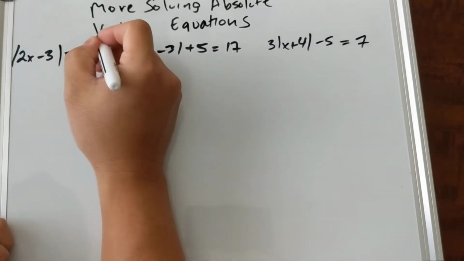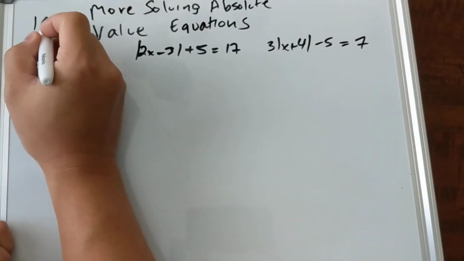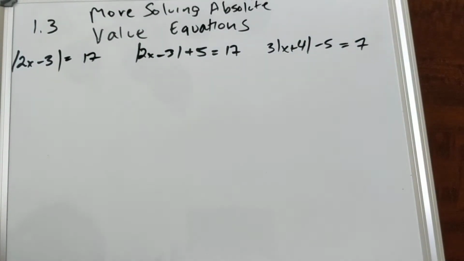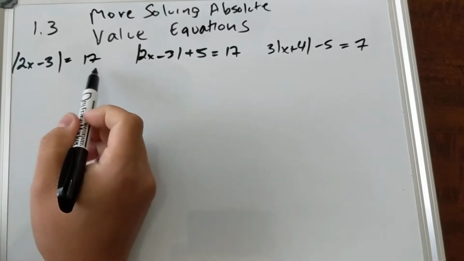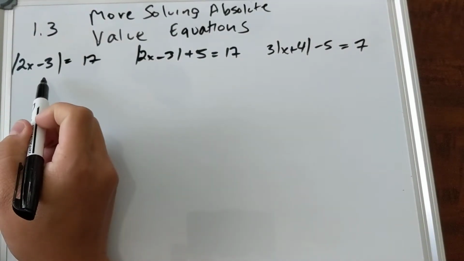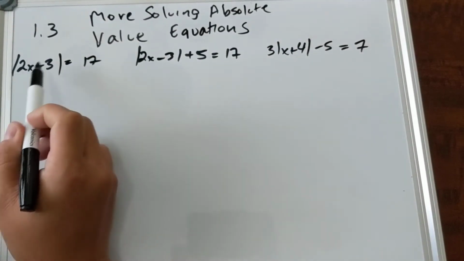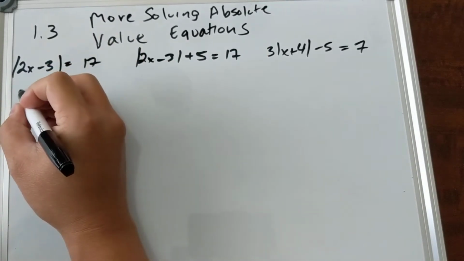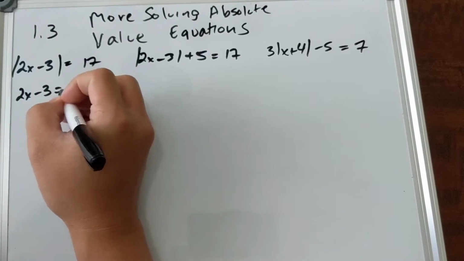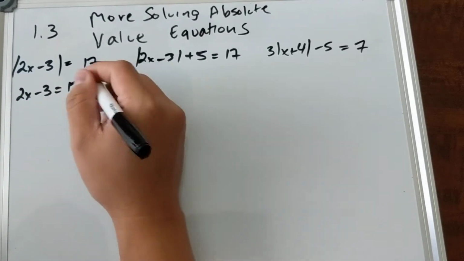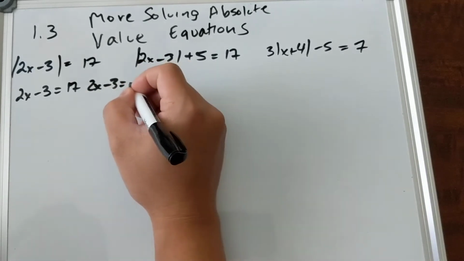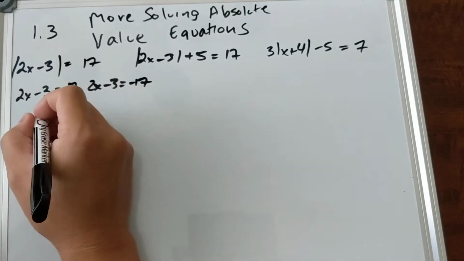Okay, today we're going to be doing unit 1.3, which is more solving of absolute value equations. So in the last lesson, we saw equations that look like this. Remember that when you see absolute value bars with an equation, we're always going to go to two equations. So the first one's going to be 2x minus 3 equals 17, and the second one is going to be 2x minus 3 equals negative 17. And then again, we're just going to solve this.